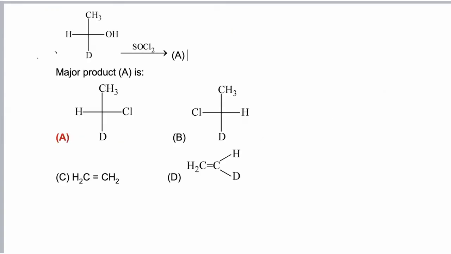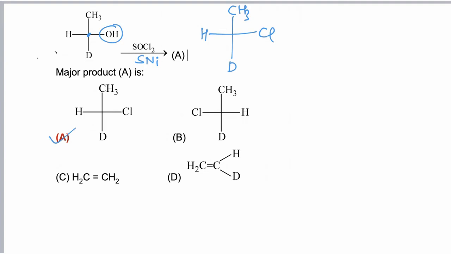In this question a chiral molecule is taken. On reacting with SOCl2, the reaction takes place via SNi mechanism, and the product is formed with retention of configuration. If the reactant has R configuration, the product will also have R configuration. If the reactant has S configuration, then the product will also have S configuration. With retention of configuration, in place of OH, Cl group will be attached. So the final answer has CH3, D, H, with Cl in place of OH, and hence the correct answer is A.